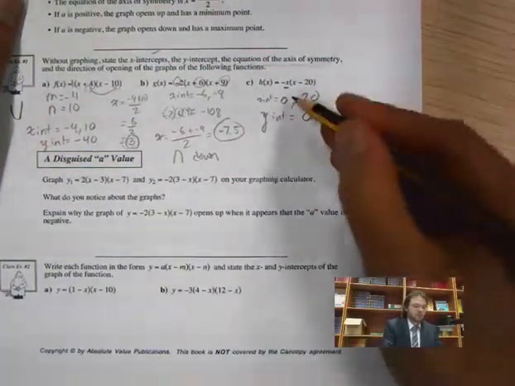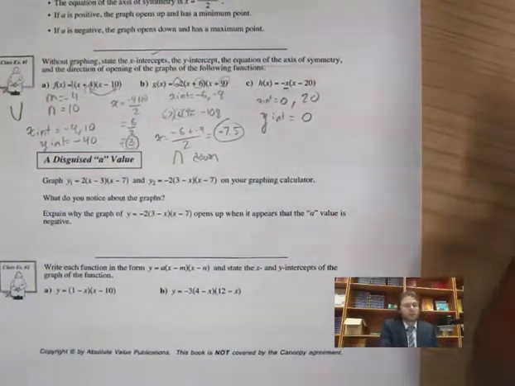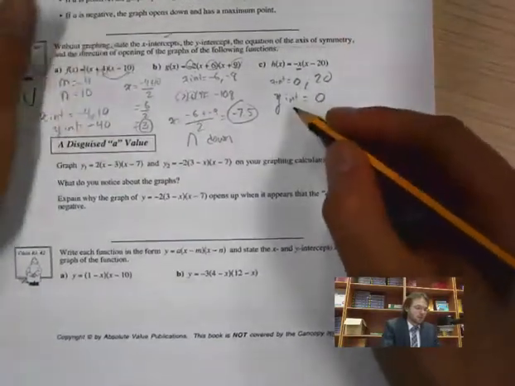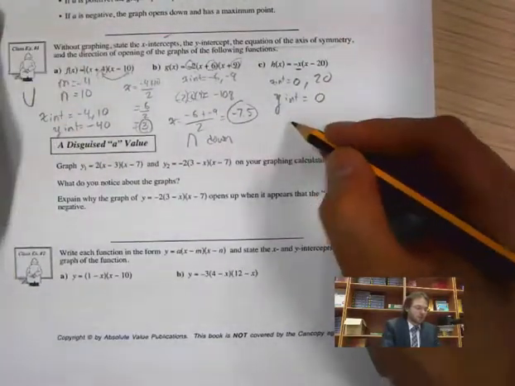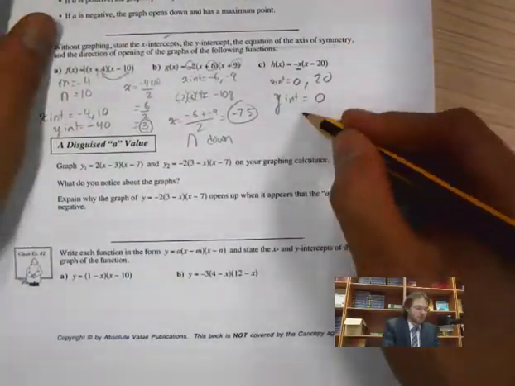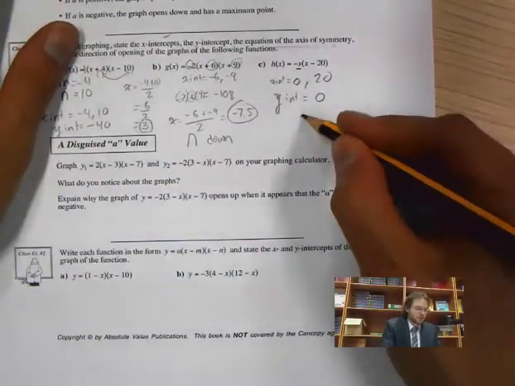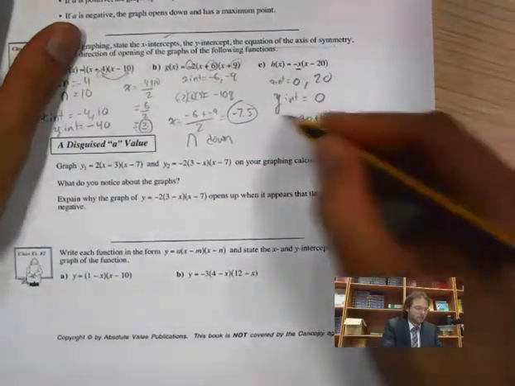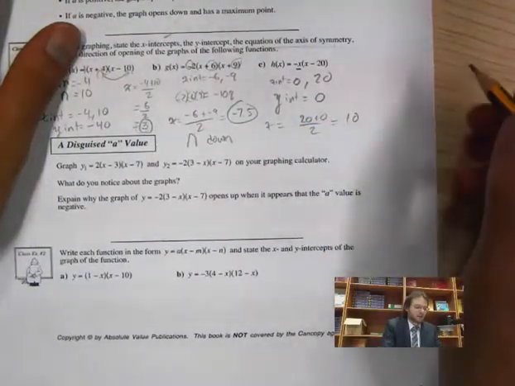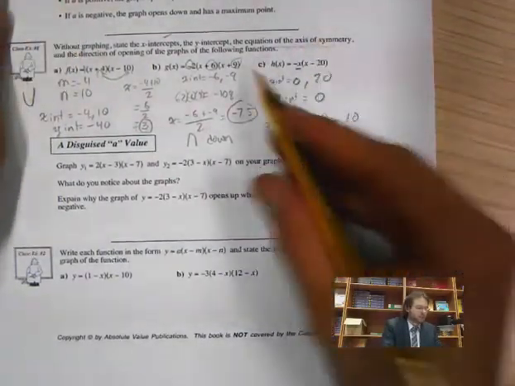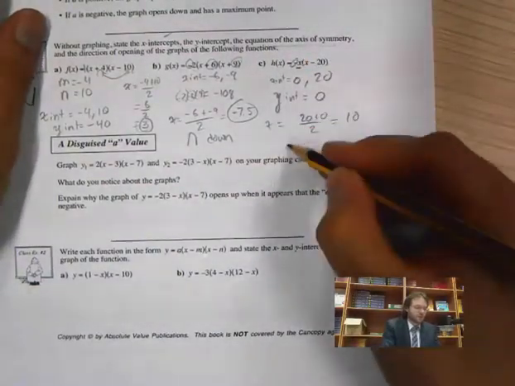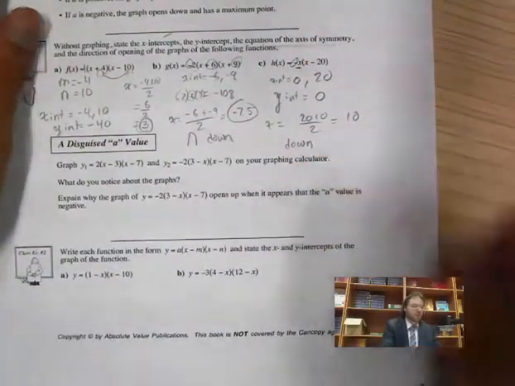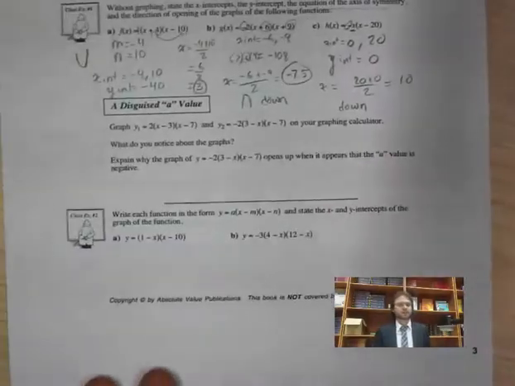My y-intercept is equal to 0, because remember, there's only one y-intercept in a quadratic. Now, is it opening up or down? Oh, sorry, my y-intercept is equal to 0. Axis of symmetry is, well, we have (20 plus 0) divided by 2, which is equal to 10. That's my axis of symmetry. And my last one is opening up or down. It's negative, so it's opening down. It's a frown. It's opening down because it's negative. Okay?